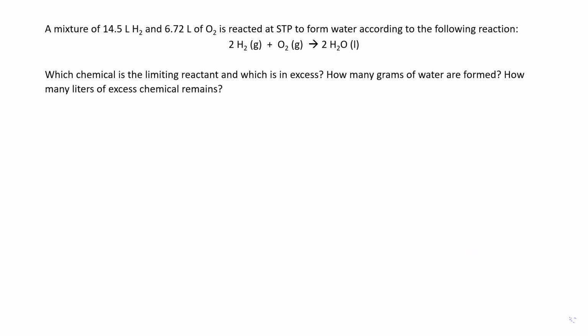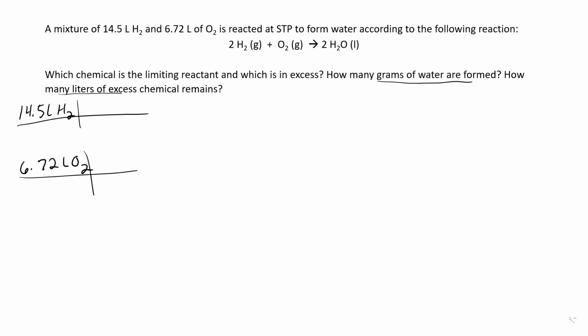All right, we're going to take a look at one more example here using some different units. So we have 14.5 liters of hydrogen gas and 6.72 liters of oxygen gas at STP to form water. We want to find our limiting and excess reactants. We want to know how many grams of water are formed and how many liters of excess we have remaining.